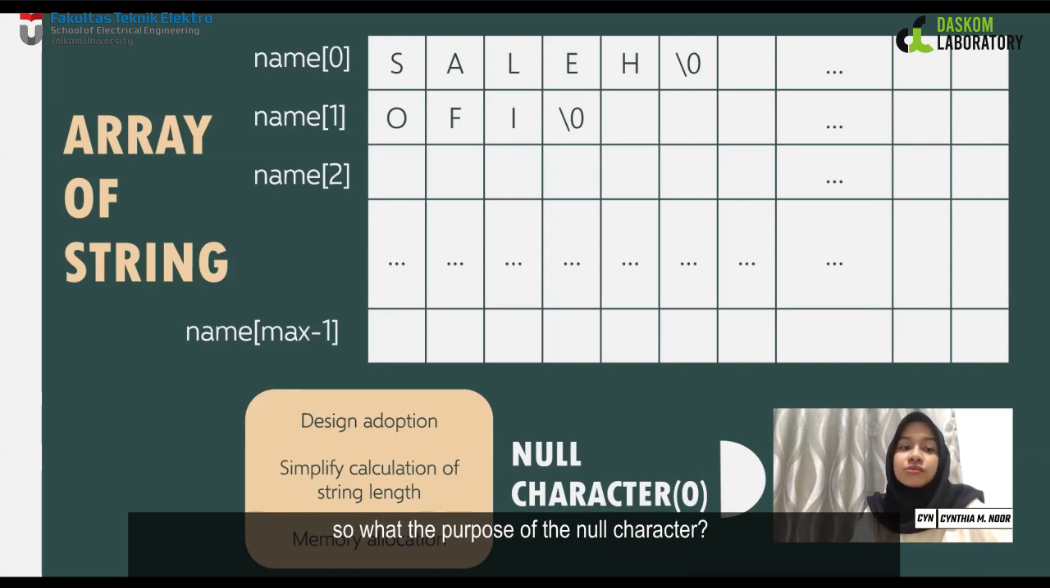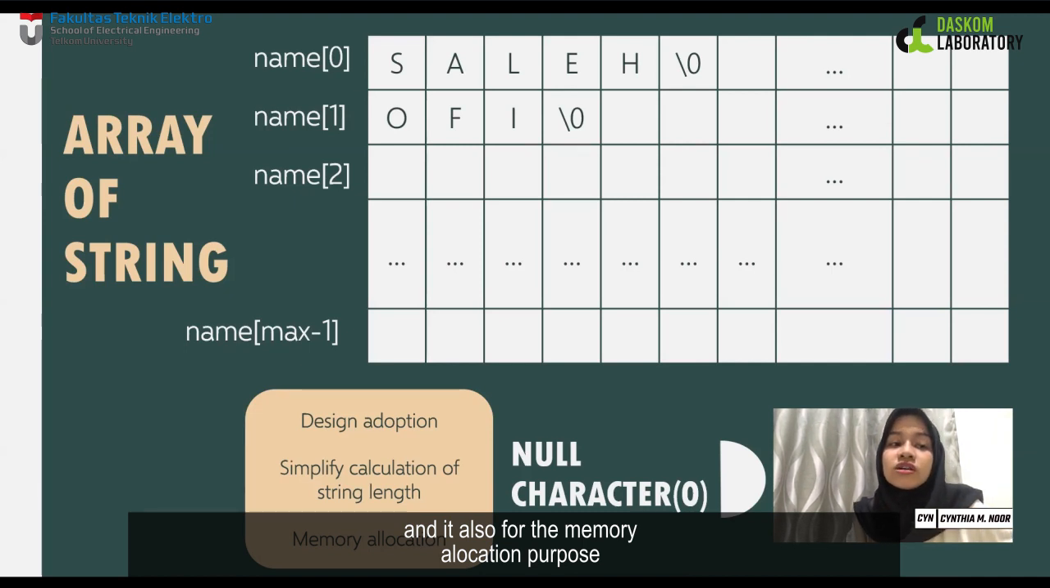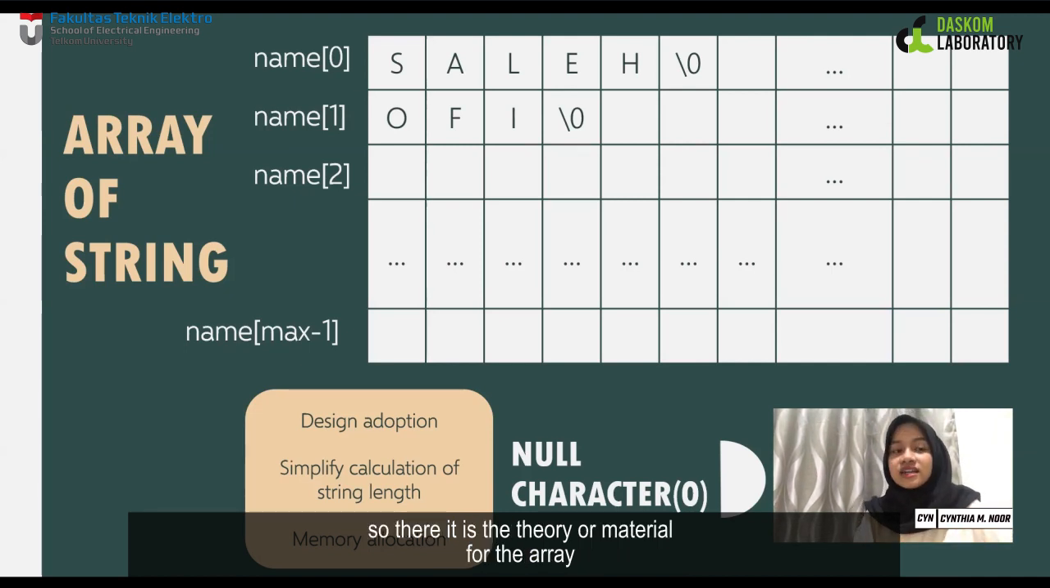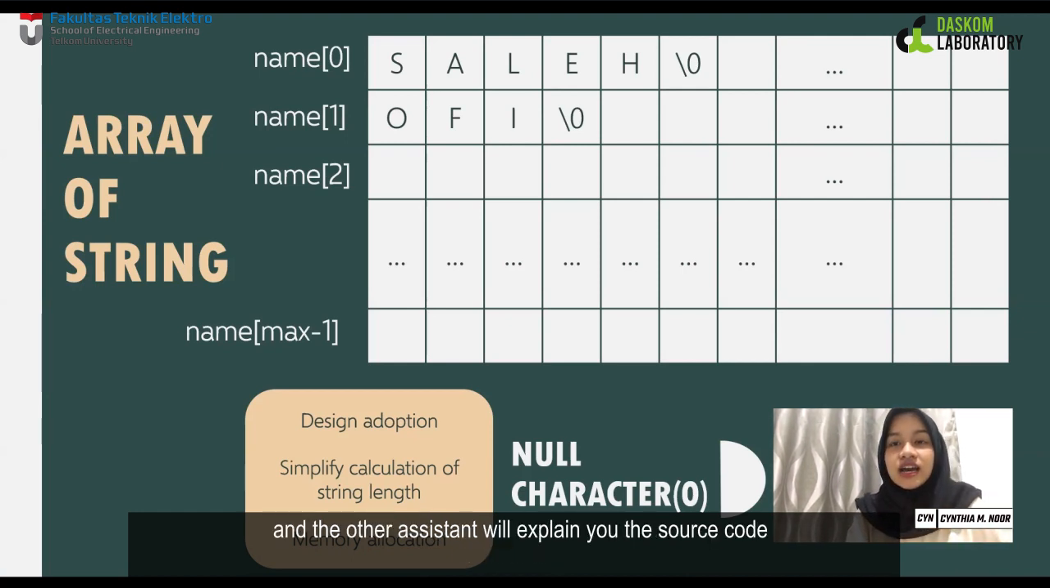So what's the purpose of the null character? It was a design adoption. C language is not the first language in programming, so it is a design adoption from previous languages. The purpose is to simplify the calculation of string length, and it is also for memory allocation purposes. So there it is, the theory or material for the array, and the other assistant will explain the source code.